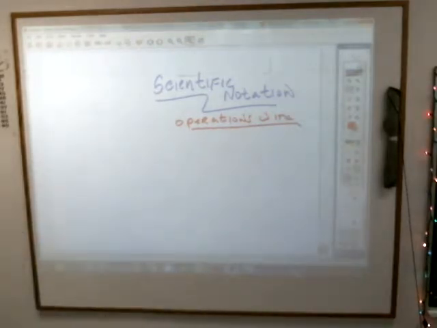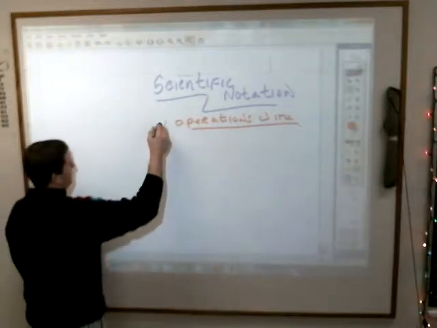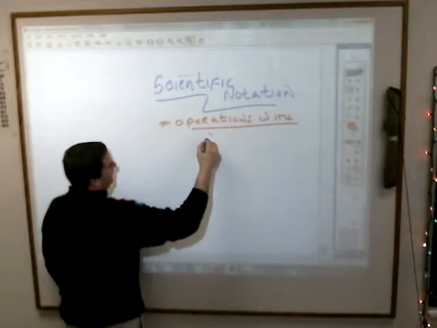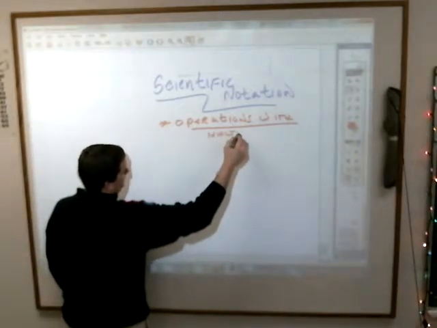We are doing scientific notation and actually doing operations with that. And simplifying that, we're just going to multiply and divide by the scientific notation.